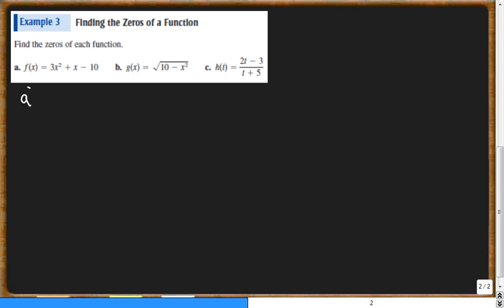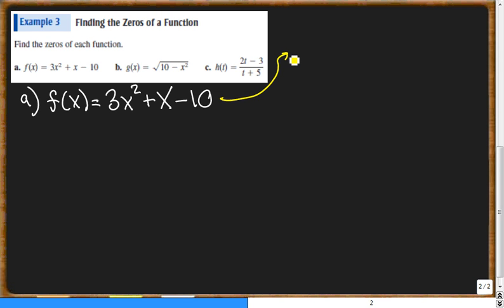So let's look. A gives us that f of x equals 3x squared plus x minus 10. So this would be a prime time to do the quadratic formula, where we would get x equals -1 plus or minus the square root of 1 minus 4 times 3 times -10, all over 6.